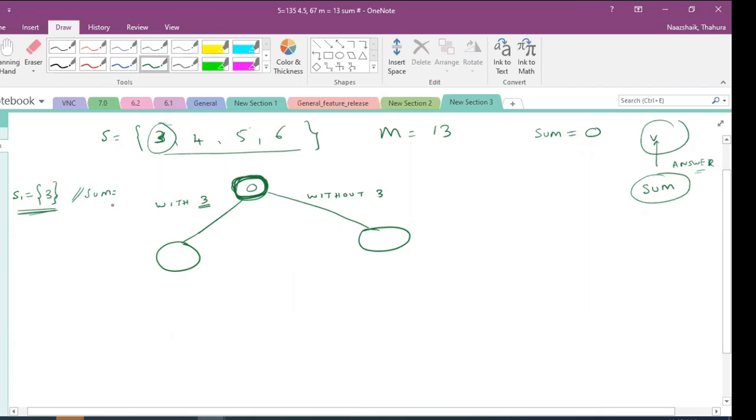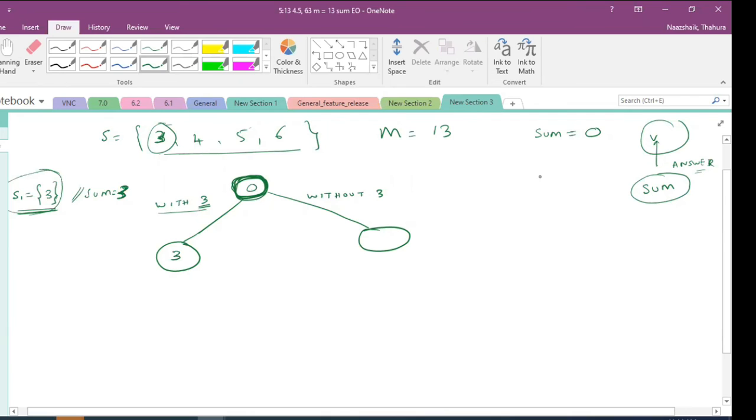Sum is 3, right? Because you have only one number there that you're adding. So sum is 3. When I say with 3, you have to imagine that your subset is something like this. So your answer will be 3, or you can say 0 plus 3, which is 3.